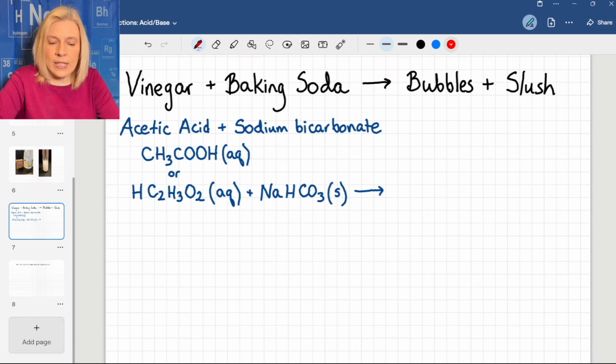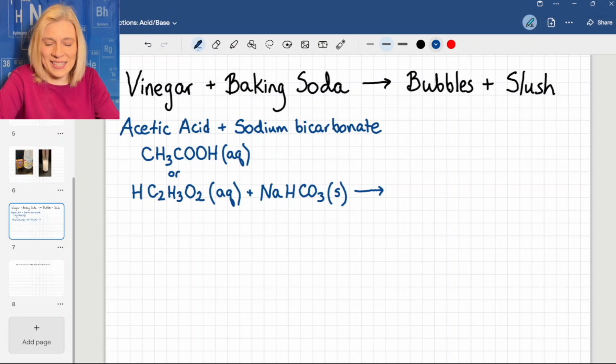Well, vinegar is acetic acid. And here is the formula for our acetic acid. People can write it two different ways. Some people write it CH3COOH. That's a more organic chemist way to show which atoms are bonded. Or you can say H for acid with acetate ion. Remember, acetate ion is your polyatomic ion, C2H3O2, with a -1 charge. So you have acetic acid, and sodium bicarbonate is NaHCO3. When you mix them, they form bubbles and slush.